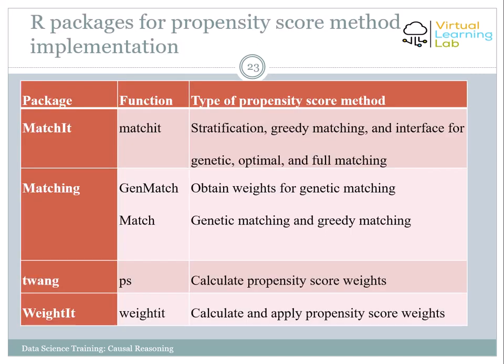So for propensity score implementation, MatchIt is a popular package for matching. There is also Matching, which focuses on genetic matching. Twang is a great package for weighting. It automates a lot of weighting, especially if you're using generalized boosted modeling for estimating propensity scores. And then WeightIt can estimate propensity scores in a variety of methods and provide weights.